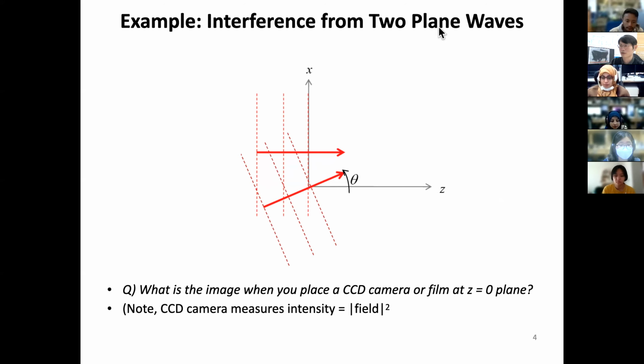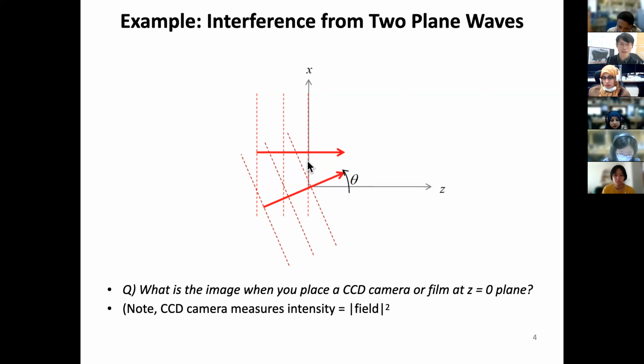So as a basic, we start with two plane waves. When the two plane waves have oblique angle of theta, what is the image when you place a CCD camera or film at the z equals 0 plane? That's the question we want to solve. Some of you might already be familiar with this. So this is going to make an interference pattern, which is sinusoidal.